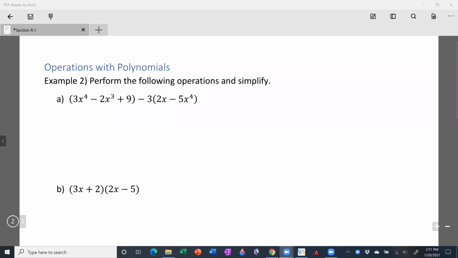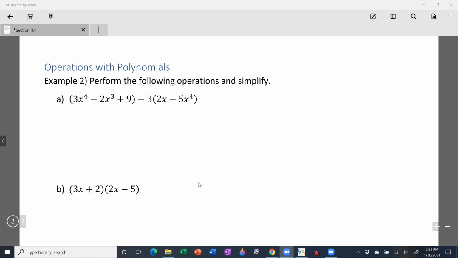Okay, let's finish section R1 by doing some operations on polynomials. Example 2 here: perform the following operations and simplify. The parentheses around that first one are not really necessary. It's kind of just to show that that's a polynomial sitting by itself. And then we're going to use just those properties of distributing and combining like terms. So for this one, we can just drop those parentheses on the first one.